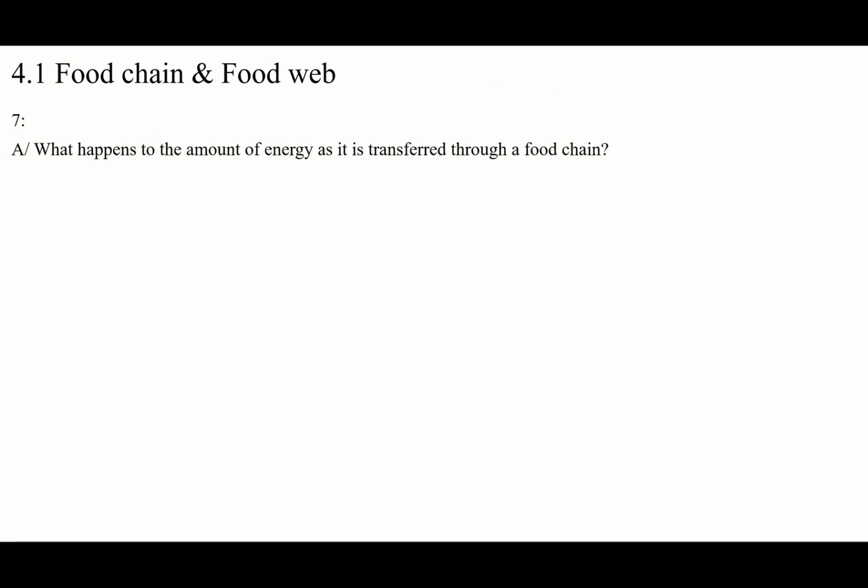So number seven is going to be A and B. So A, what happens to the amount of energy as it is transferred through the food chain? What happened to the amount of energy? You have 5 seconds. Well done. The amount of energy during transferring will decrease. After each step, it will be decreased. For example, from the grass to the zebra to the lion, each time the amount of energy will be decreased.